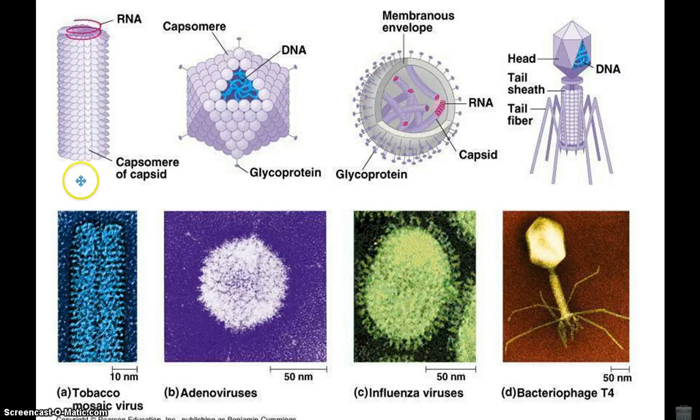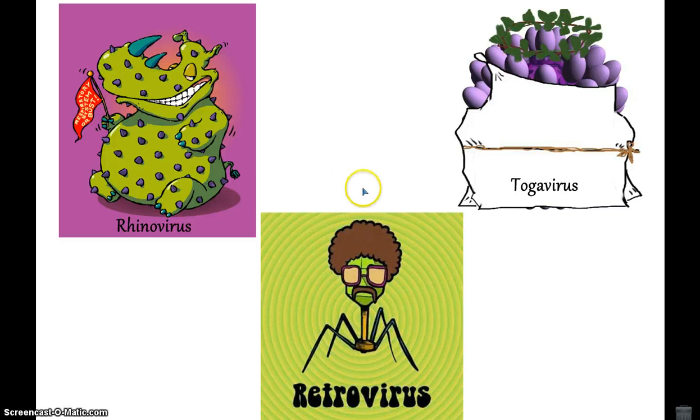So over on the left here, we've got the rod-shaped. Then we've got the polyhedral, the adenoviruses. Influenza would be an enveloped virus. And then finally, we've got the bacteriophage as we go through for this one. And then we've also got the kind of nice ones. We've got the rhinovirus, the toga virus, and the ever-popular retrovirus that we will talk about. HIV as an example, and we'll look at the life cycle of that.